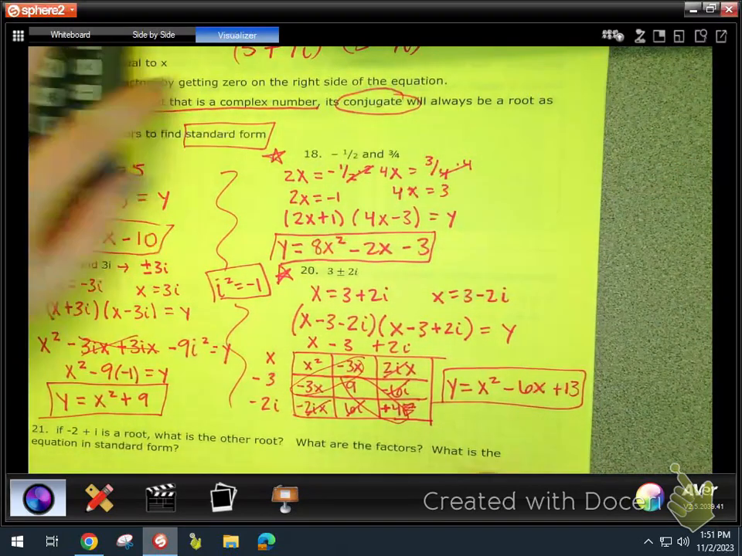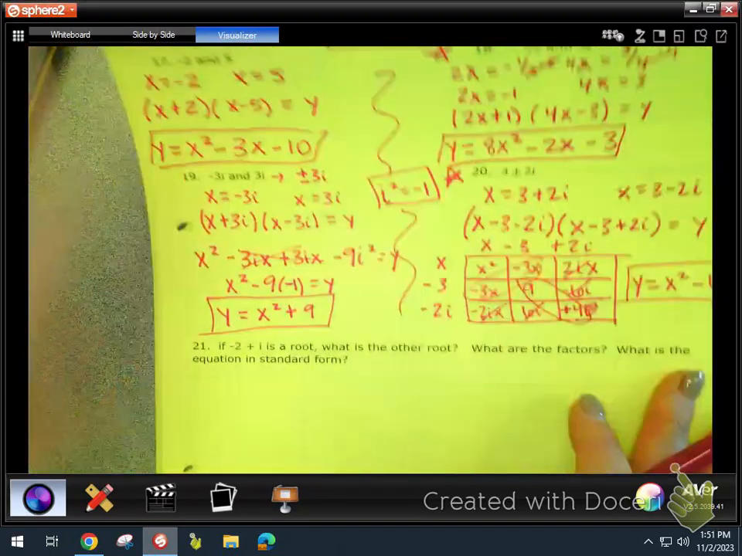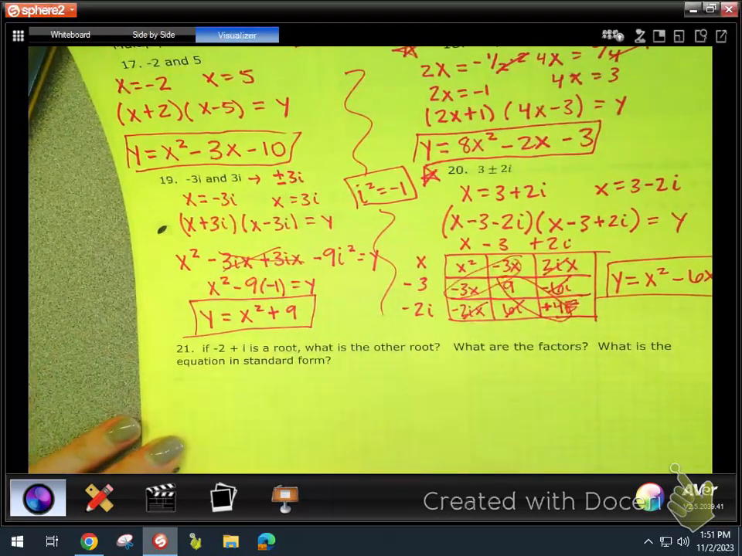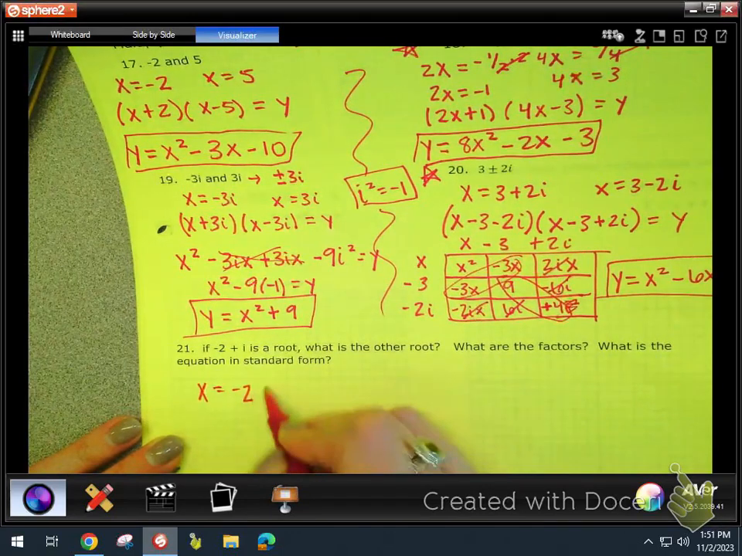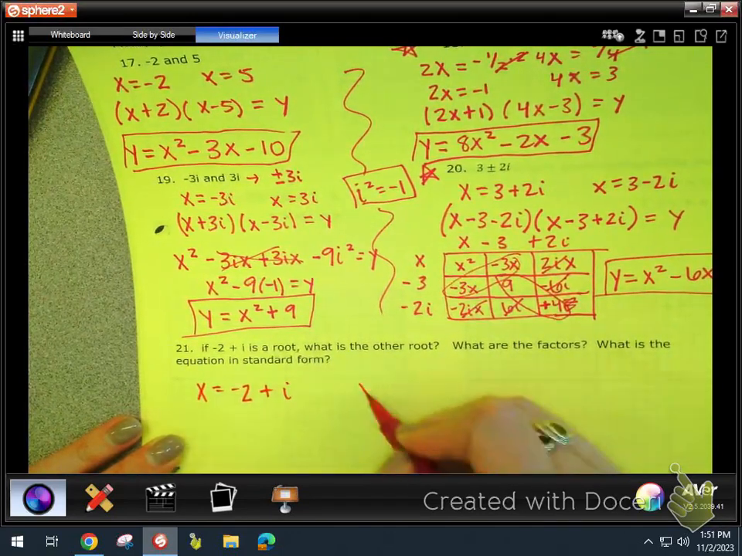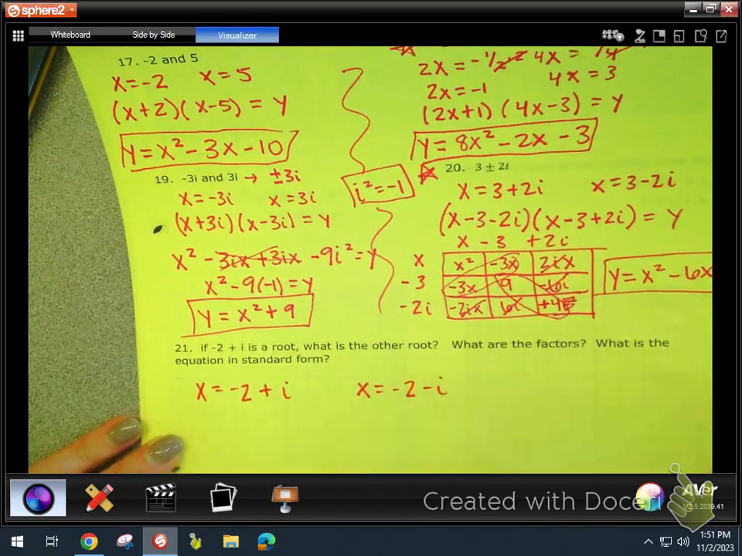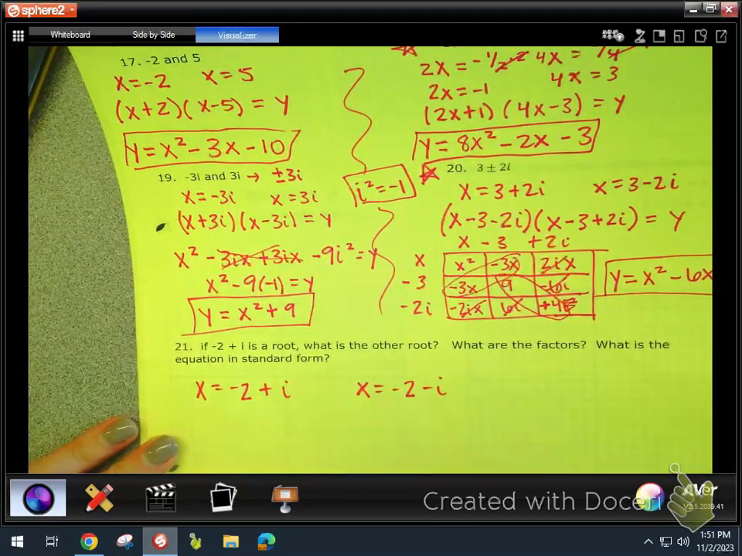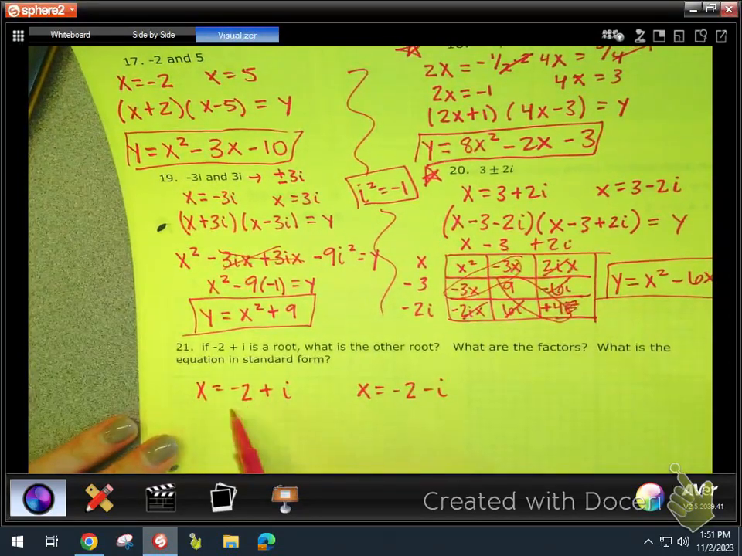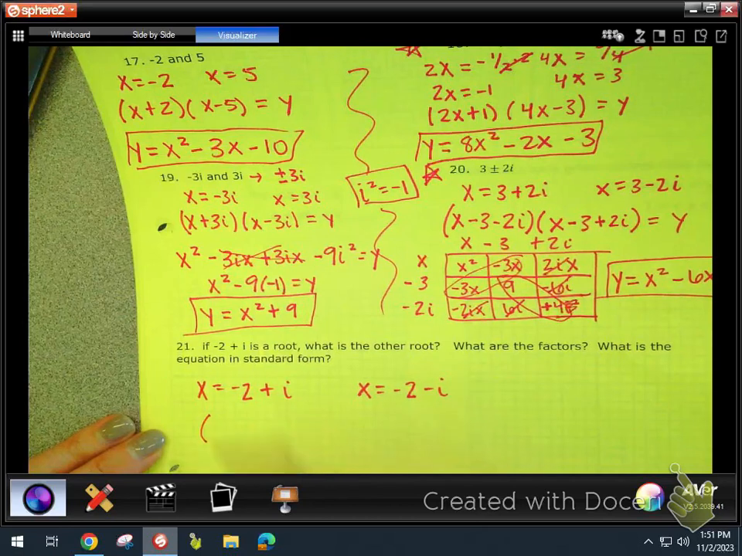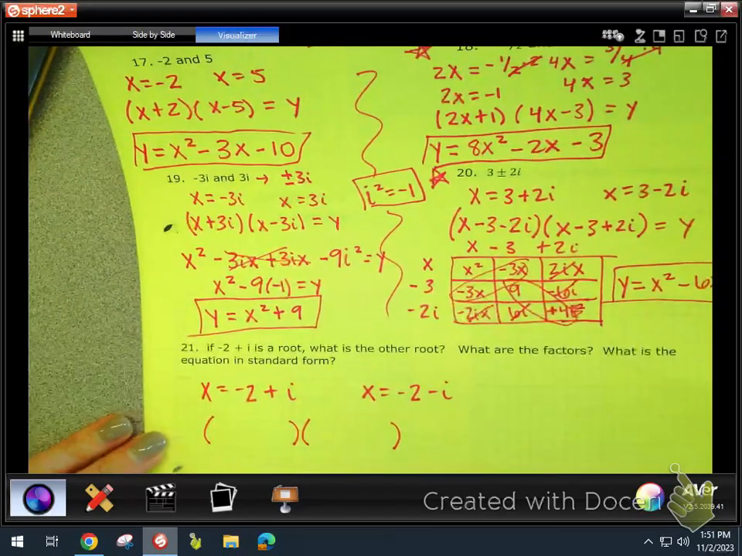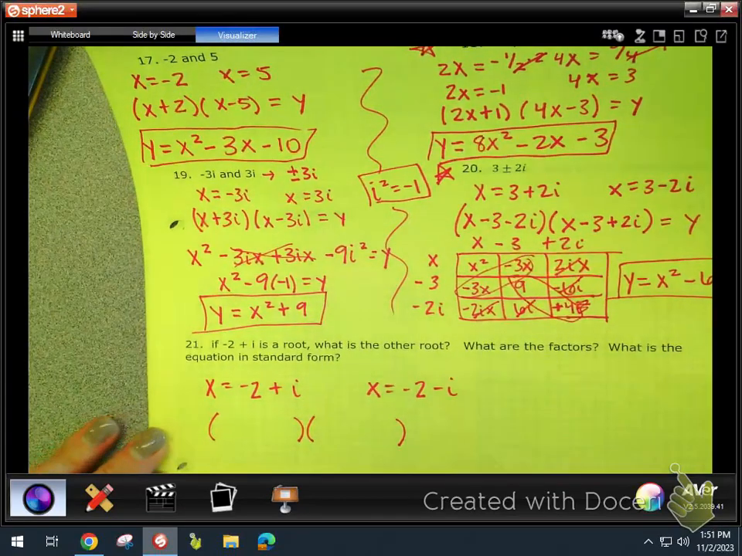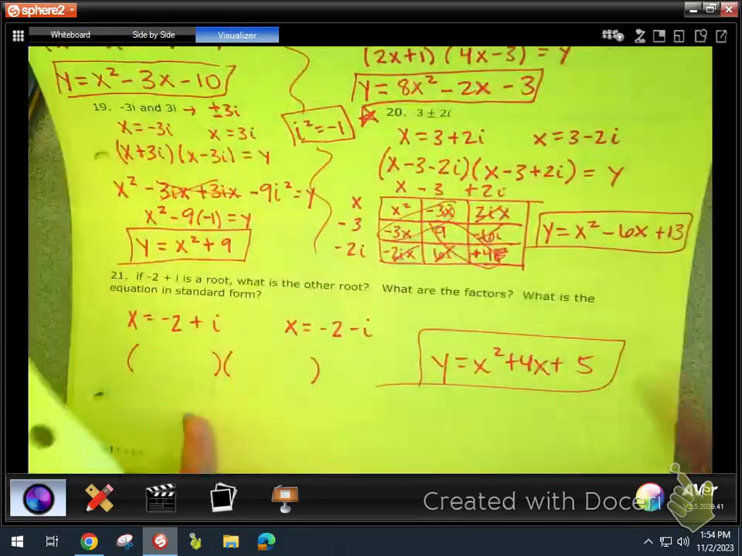So there's one more question. It just says if negative 2 plus i is a root, what's the other one got to be? Negative 2 minus i. It's conjugate. Okay? So go ahead. It says what are the factors? Swing those all over. Get your factors. And then multiply them out and get your standard form.